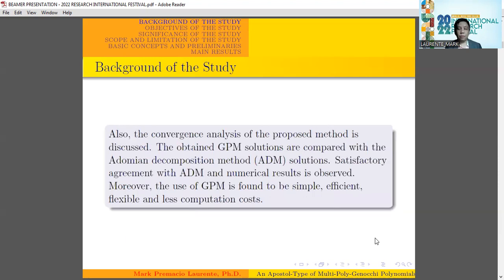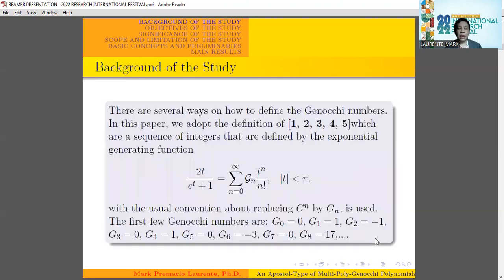And of course, the convergence analysis is also discussed. There are many ways to define the Genocchi numbers from references 1, 2, 3, 4, 5, which are defined by the exponential generating function 2t over e to the t plus 1, which is the summation of G sub n, t to the n, over n factorial, where n is from 0 to infinity, where the absolute value of t is less than pi.